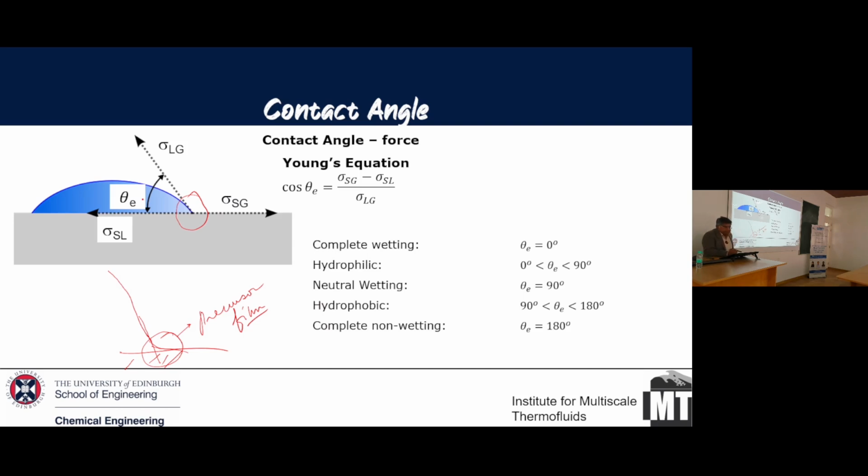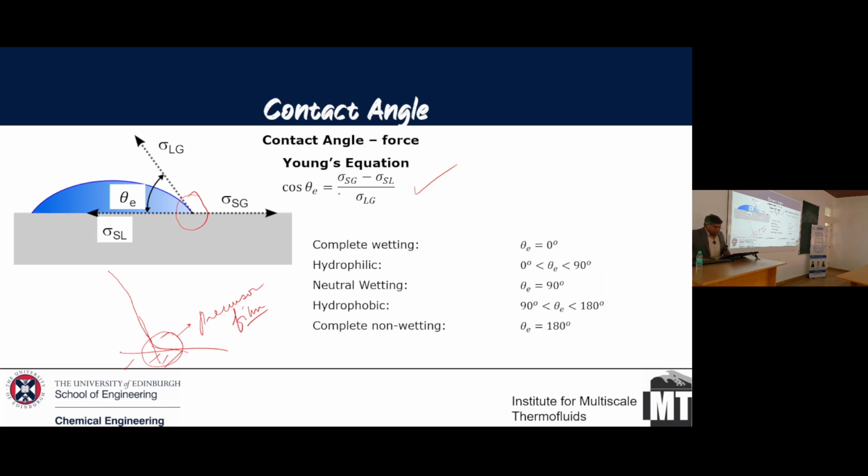Basically, it's a force balance between all of these vectors, and all you would be getting is simply this: cos theta E is (sigma Sg minus sigma Sl) over sigma Lg. These are the surface energies of solid and gas, solid and liquid, and liquid and gas, or liquid vapor. Now this is a very important definition, the fundamental definition, called Young's equation. And one of the things we can do is look at several cases with just that equation.